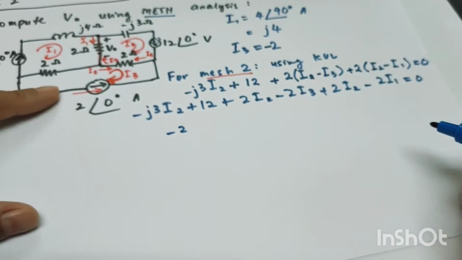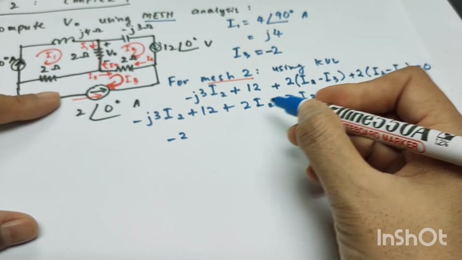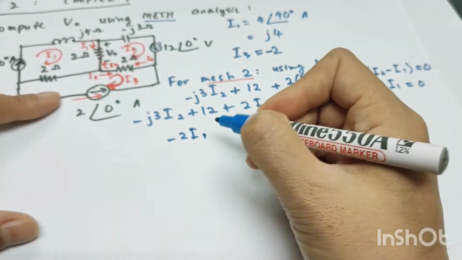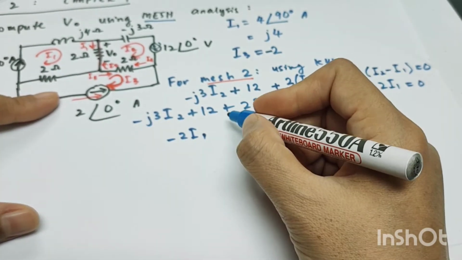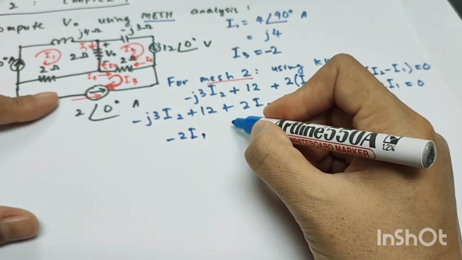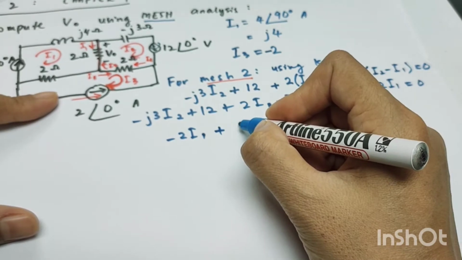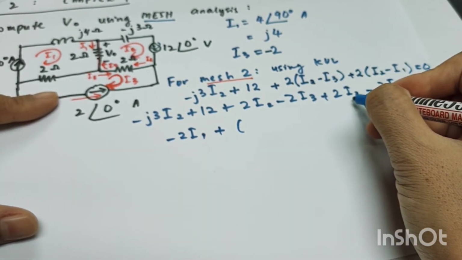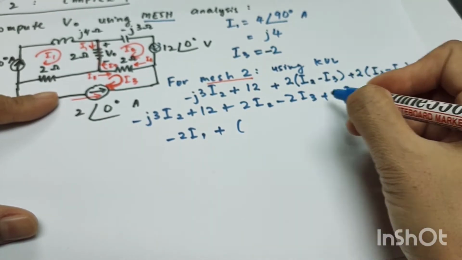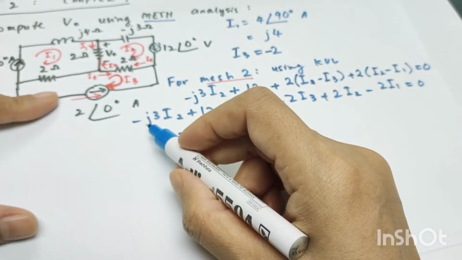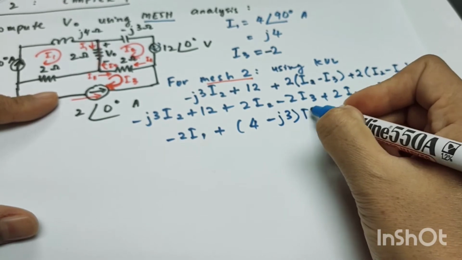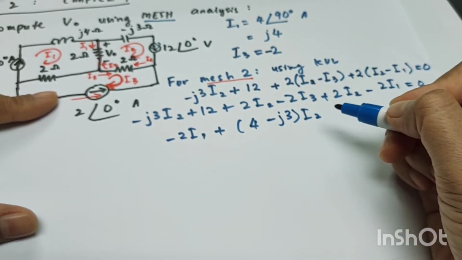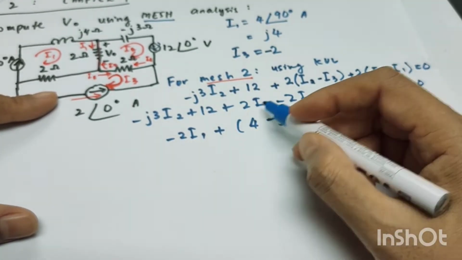Okay, so it's negative 2 I1. And then the second one is I2, plus 2i2, and here is 2i2. We get 4, okay, 4i2, and another one is here, negative j3i2. Okay, right, so done with i2, and now we go to i3.